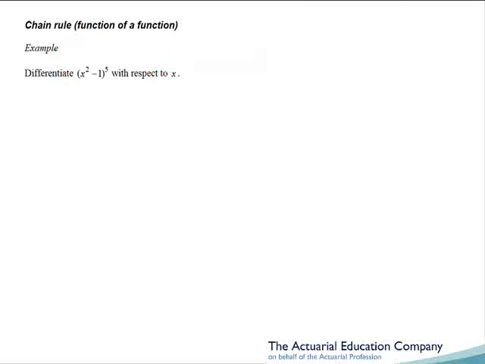We wish to differentiate (x squared minus 1) to the 5. Let's call this function y. Setting u equal to x squared minus 1, we have that y is equal to u to the 5. So dy by du is 5u to the 4. We've timesed the power and dropped the power by 1. And du by dx is equal to 2x.